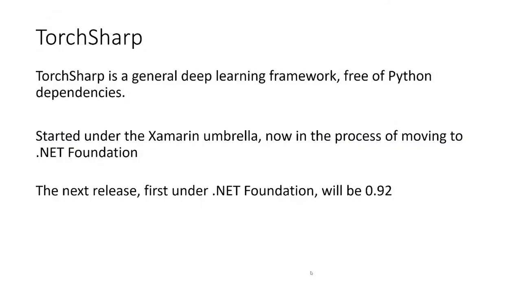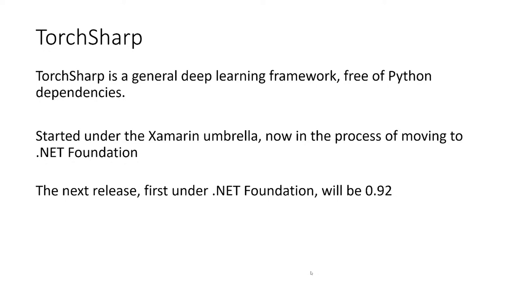All right, very good. So TorchSharp is a general deep learning framework, and it's free of Python dependency. I think it's important to understand that this is not sitting on top of Python. So this is a .NET library entirely. We started under the Xamarin umbrella, and we're right now in the process of moving to the .NET Foundation. It was approved as a .NET Foundation project, where the repo on GitHub is under .NET, not under Xamarin anymore.